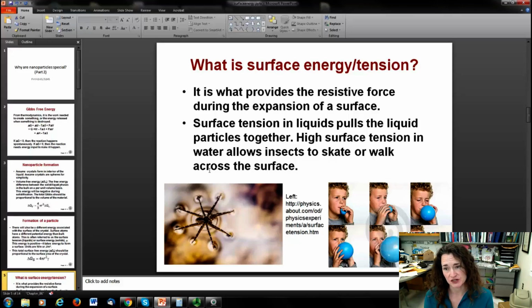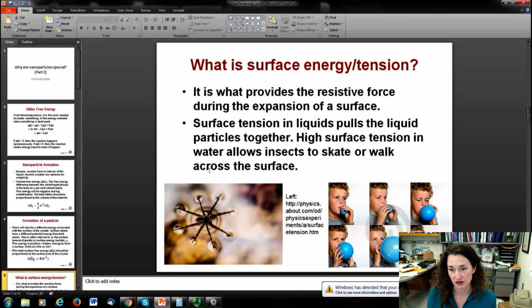Surface tension in liquids pulls the liquid particles together. Okay, so it's what causes capillary forces in liquids, for example, like water. And the high surface tension of water also allows little insects to skate or walk across the surface. And you've probably seen this if you've been out near a river lately.